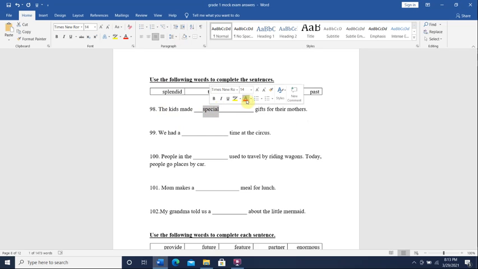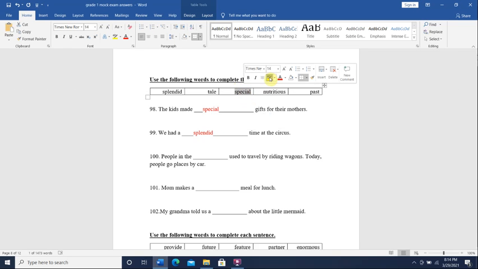Okay, so special would be the vocabulary word, which means they made it important or something special for their mother. We had a blank time at the circus. We had a splendid time. Splendid means wonderful or great time. So we use the word special and we use splendid. Okay, next we're gonna read sentence 100.